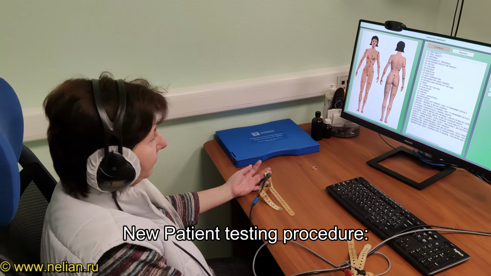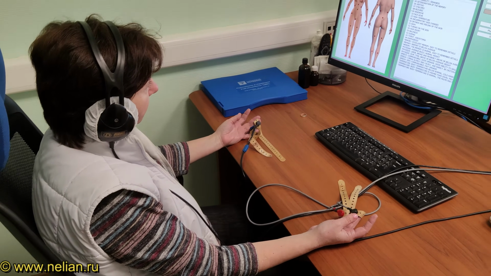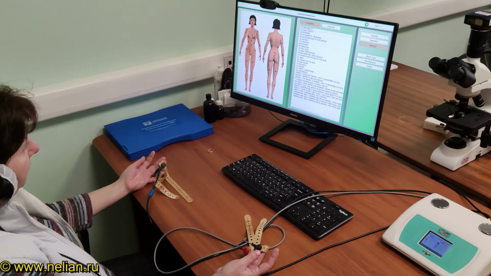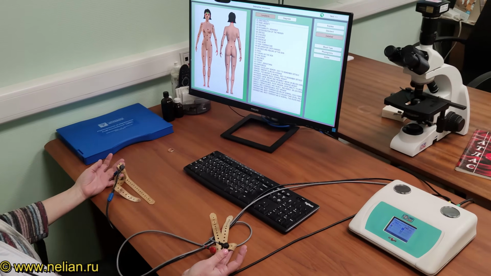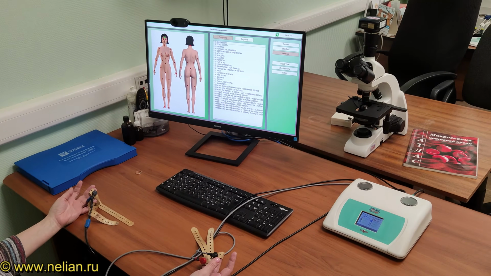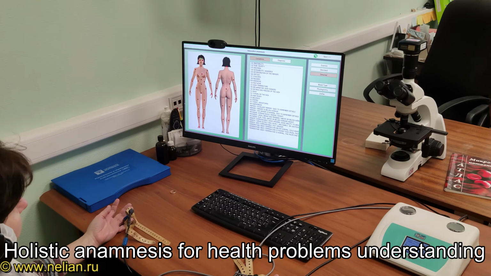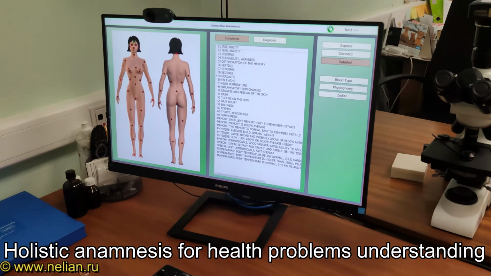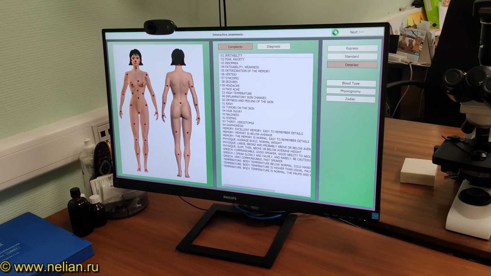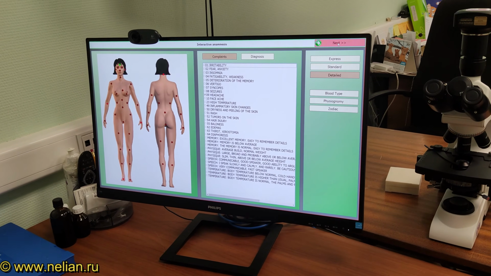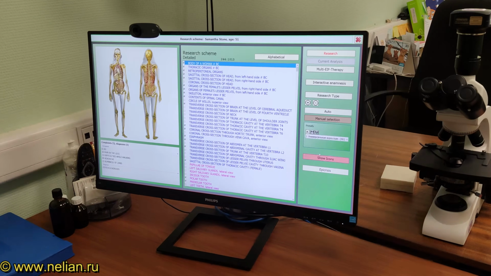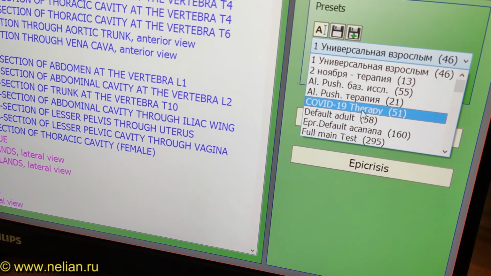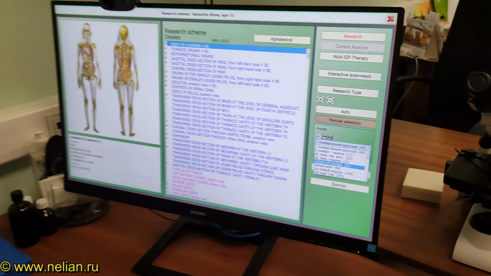First of all, the patient should sit in a comfortable position, take off earrings, rings, neck chains, and keep cell phones far away, more than 3 meters. We should collect a correct anamnesis in a specific interactive anamnesis window. After we have done it, we click next and we upload the preset, the COVID-19 therapy.